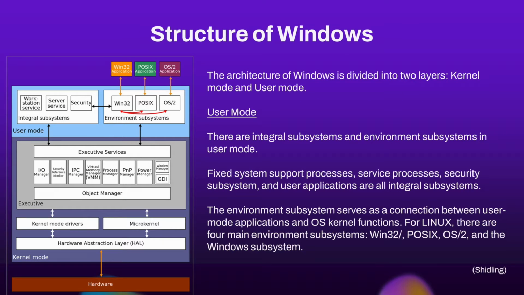Structure of Windows. The architecture of Windows is divided into two layers, kernel mode and user mode. User mode. There are integral subsystems and environmental subsystems in user mode. Fixed system support processes, service processes, security subsystem, and user applications are all integral subsystems. The environmental subsystem serves as a connection between user mode applications and OS kernel functions.